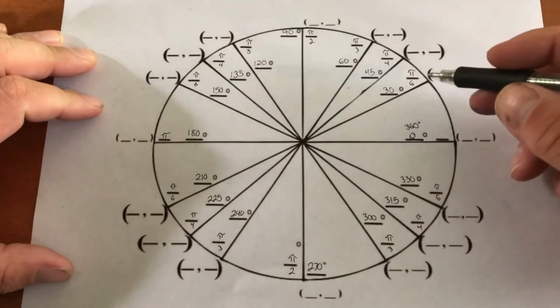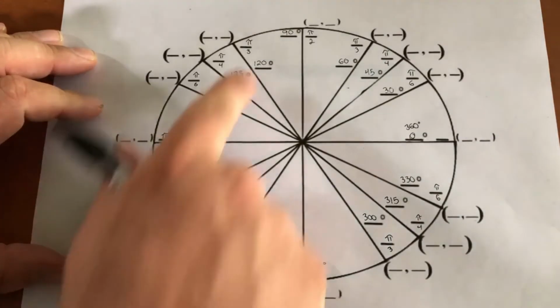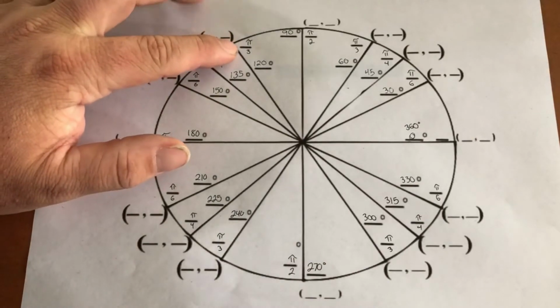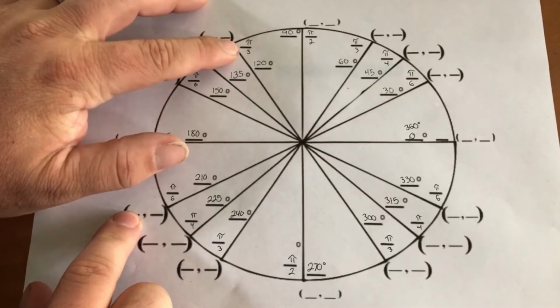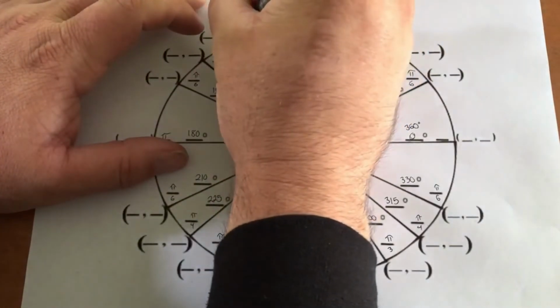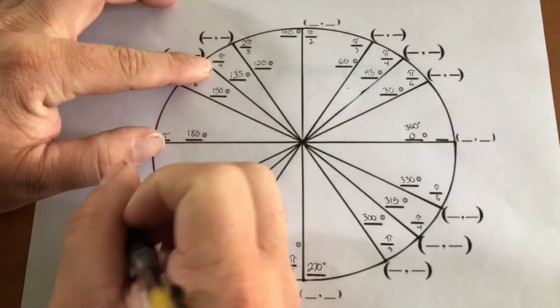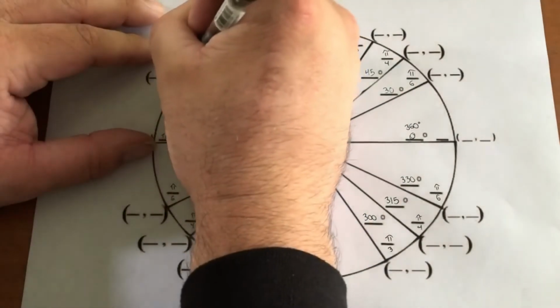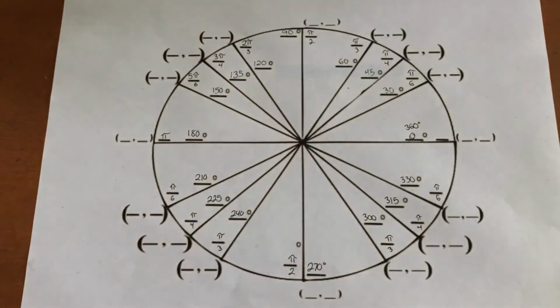So once I go from here, now I have to figure out my numerator. Here's the trick, so pay close attention. When I'm doing this pi over 3, my numerator is 1 less than the bottom. So that gives me 2 pi over 3. Numerator is 1 less than the bottom, 3 pi over 4. Numerator is 1 less than the bottom, 5 pi over 6.